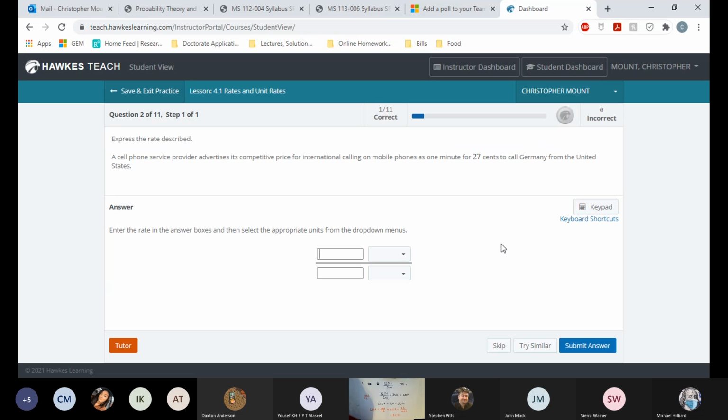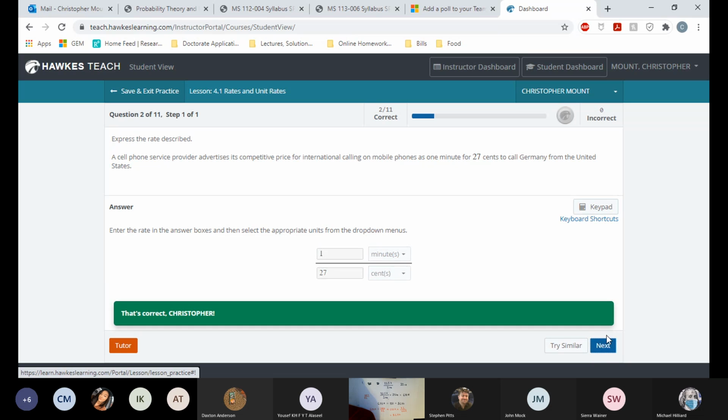All right. Okay, so this one says a cell phone service provider advertises its competitive price for international calling on mobile phones as 1 minute for 27 cents to call Germany from the US. Enter that rate in the answer boxes and select the appropriate units here. So here's the thing. I get to choose which way I'm going to write this rate. I could put minutes over cents, or I could put cents over minutes. I'll put minutes over cents because that's the way they listed it up here. They said 1 minute for 27 cents. So they're kind of putting it in order there, minutes, then cents. That's all there is to that one. They didn't ask us to write it as a unit rate or anything like that. It just says rate. So this is all they want here.